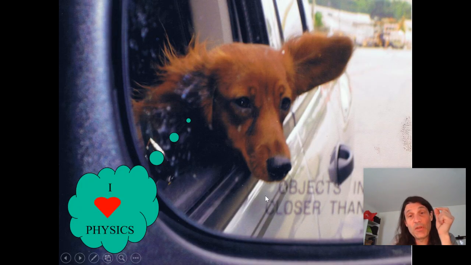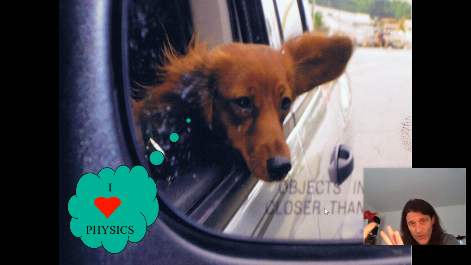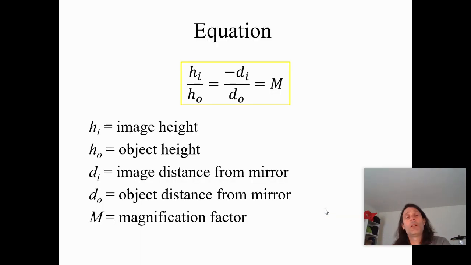The reason I put this picture in here, one, because it's adorable. Two, the phrase that it says, objects in mirror are closer than they appear. This type of mirror is the one that is on the side view of the cars that have that written on them. Now, there's some math that's involved in this.